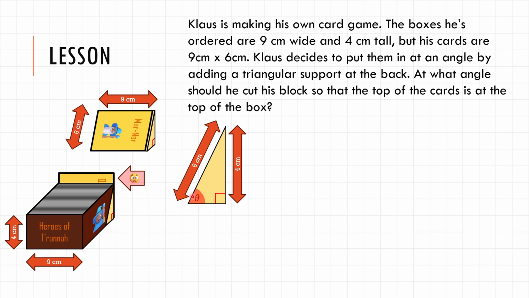The cards will all fit because they'll be at an angle. But the problem is, Klaus now needs to know what is the angle that he should cut his block at. What is this angle supposed to be, so that the top of the cards is actually at the top of the box and not sticking out like this? Trig ratios can help us solve problems like this.